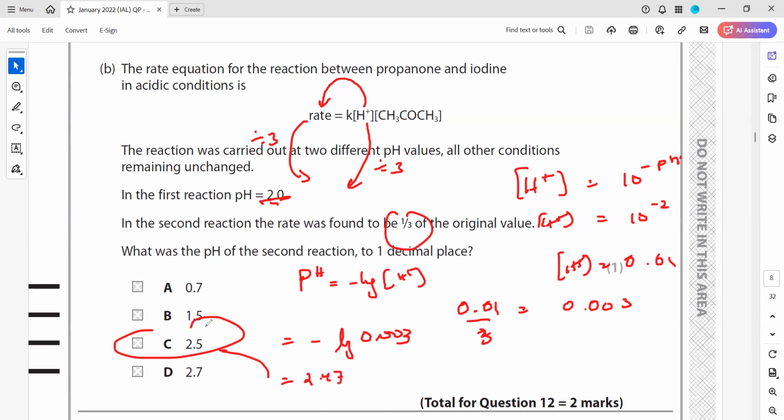Okay. So that's how, from a rate, we identify, because the rate of a reaction decreases by 3, the hydrogen ion concentration will also decrease by 3. If the hydrogen ion concentration decreases by 3, first we work out what is the original hydrogen ion concentration, and then it is divided by 3. And then from that new hydrogen ion concentration, we got the pH.